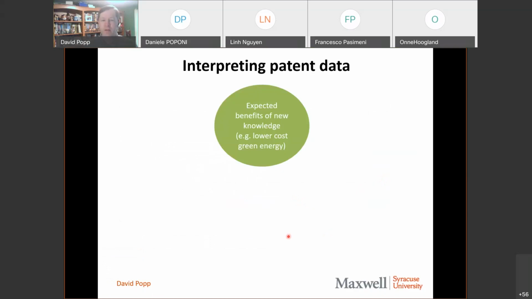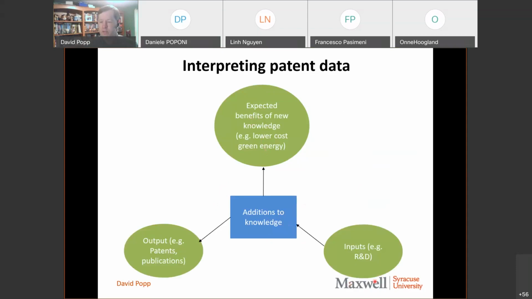So really what we care about are the expected benefits of new knowledge, right? So trying to lower the cost of green energy. I put in blue, we really think there's this idea of some additions to some knowledge stock, right? What it is that we know about a particular invention. But this is something that we don't observe. So instead, we can observe inputs to the invention process, so R&D expenditures, and we can observe outputs, as we've discussed. Patents are an example of that. Scientific publications would be another example of the outputs.